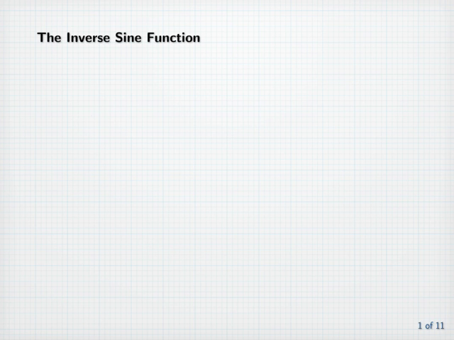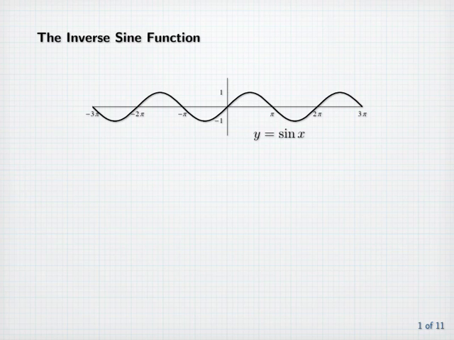We begin with the graph of y equals sine x, whose domain consists of all real numbers x. This function has no inverse since it's not 1-to-1. That is, it's not true that each y in the range is the value at exactly 1 x. In other words, the graph fails the horizontal line test, so if we reflect the graph about the line y equals x, the resulting graph will fail the vertical line test and therefore not be the graph of a function.